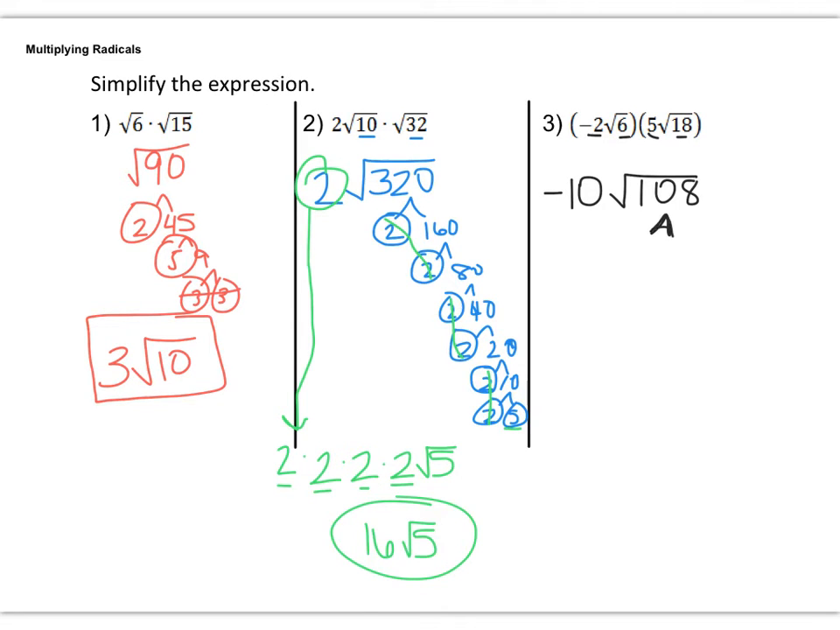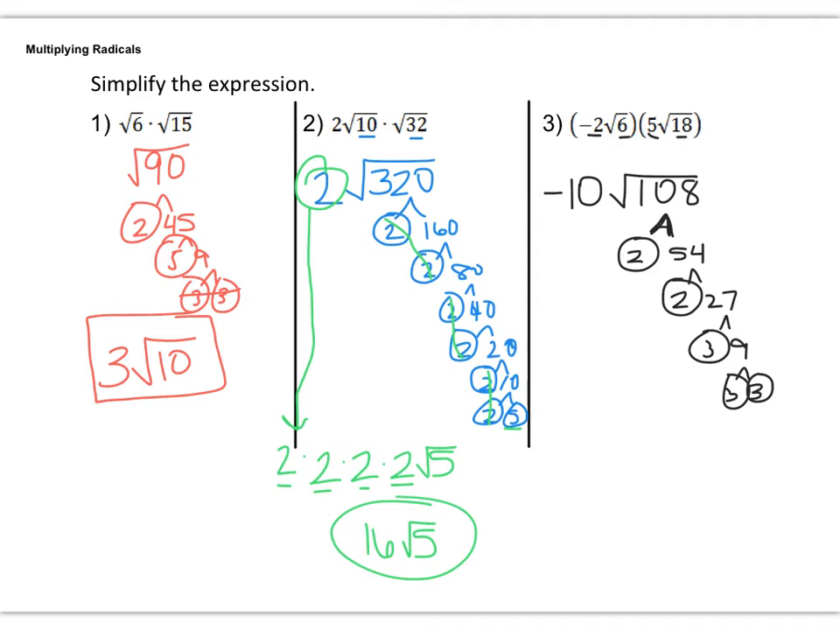So if I do a factor tree on 108, I know that is 2 and 54. That is 2 and 27. That is 3 and 9. And that is 3 and 3.